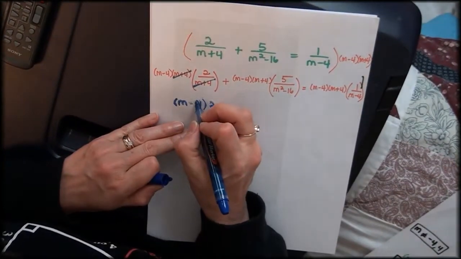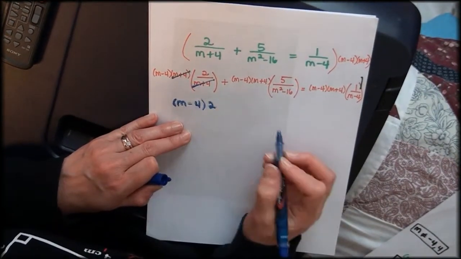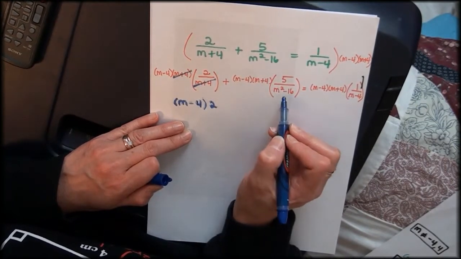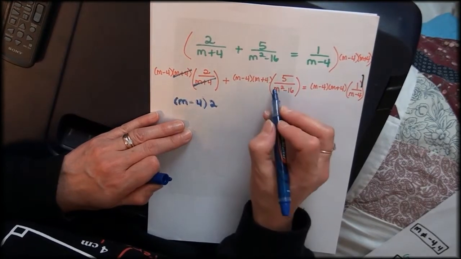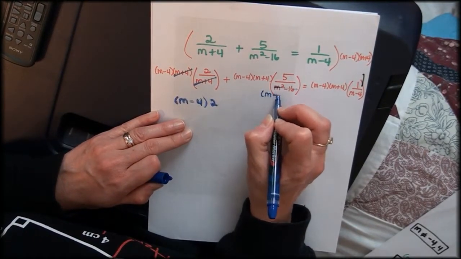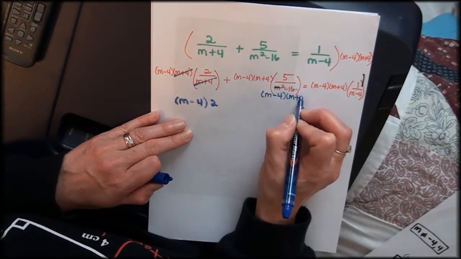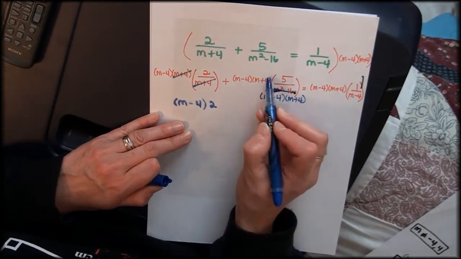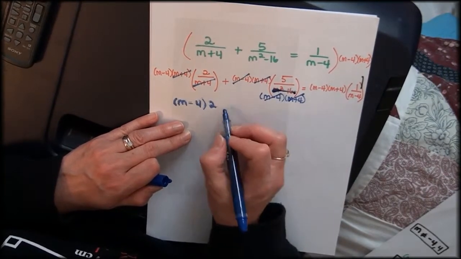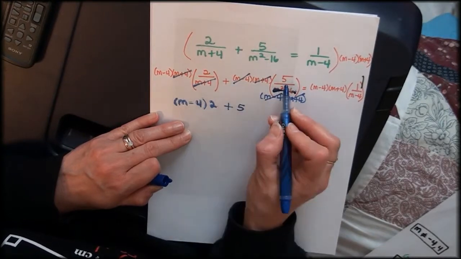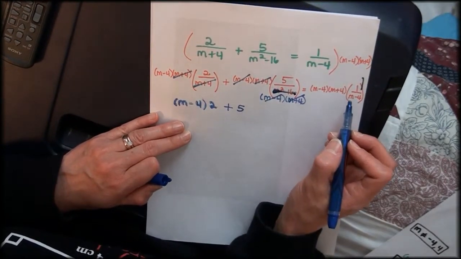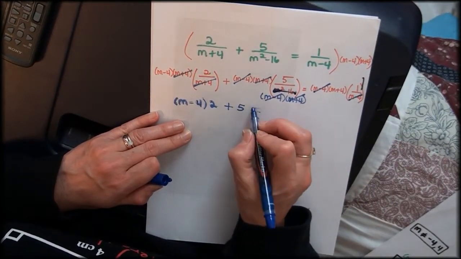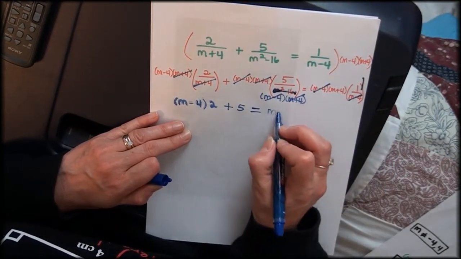Some of my markers are going crazy. Here, notice that an m-4 times an m+4 is the m squared minus 16. If I would factor this out, I would get an m-4 times an m+4. And so now the entire denominator will cancel out. And so I'm just left with a +5. And on this side, my m-4 will cancel out with that m-4. And I'm just left with, on this side, an m+4.